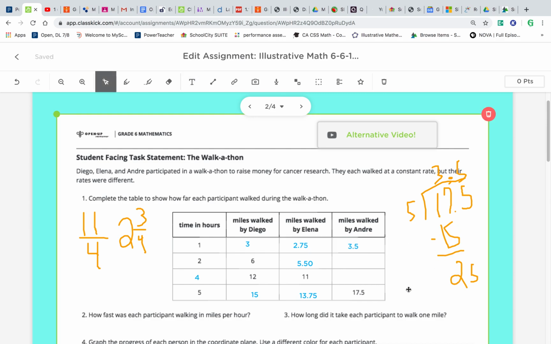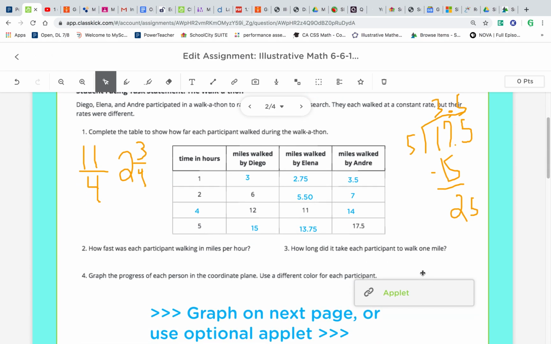3.5. All right. And then, as was the case before, we're going from 1 to 2. We are doubling this amount, so we're going to double this amount. It's 3.5 times 2. That's 7. Okay. And then to get to 4, we've got to go from 2 to 4. We double it, right? So 7 doubled. That's 14. All right, so that takes care of our table. Now we're going to answer some questions about all of this.